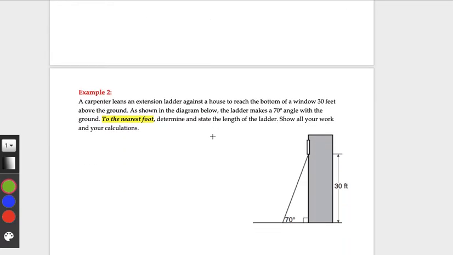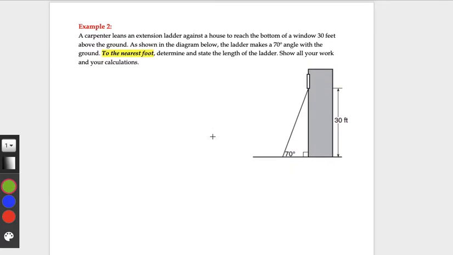Okay, so the next example is actually a real life situation. We are going to work on this together, and it's going to be our last example. This example says a carpenter leans an extension ladder against a house. So sometimes, when you read these words, please try to imagine them as a picture. So this is going to be our ladder, because it leans against the wall, against the house.